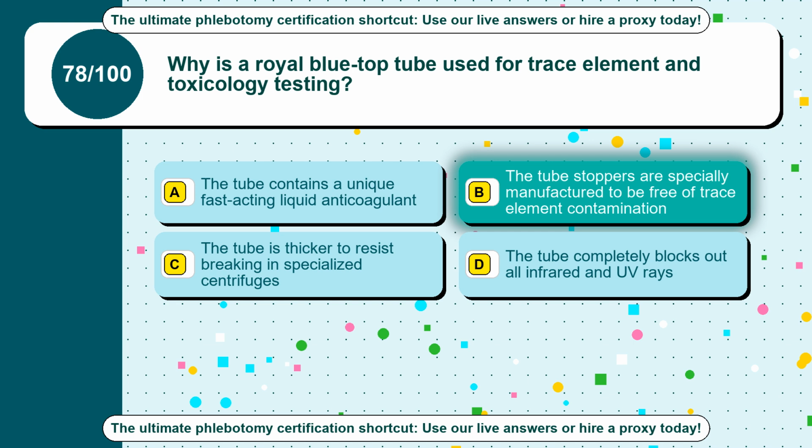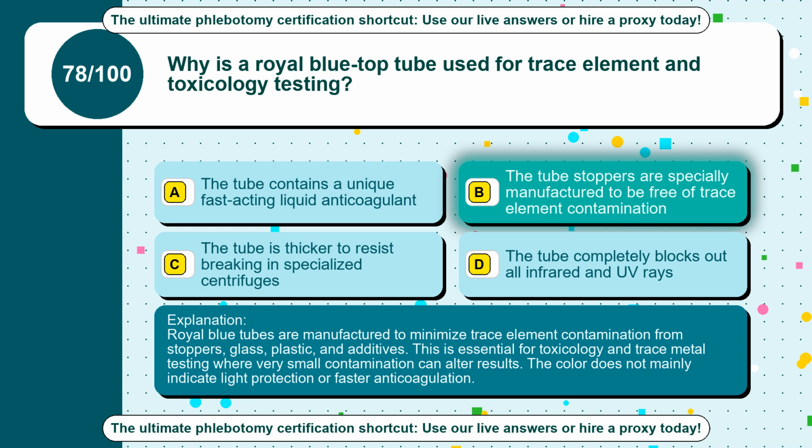The tube stoppers are specially manufactured to be free of trace element contamination. Royal blue tubes are manufactured to minimize trace element contamination from stoppers, glass, plastic, and additives. This is essential for toxicology and trace metal testing where very small contamination can alter results. The color does not mainly indicate light protection or faster anticoagulation.